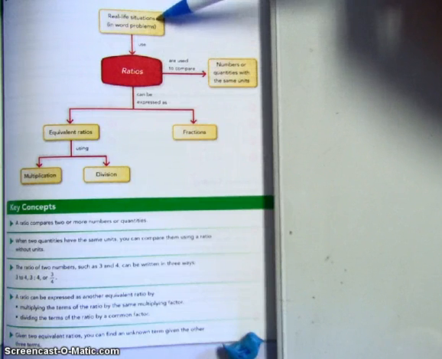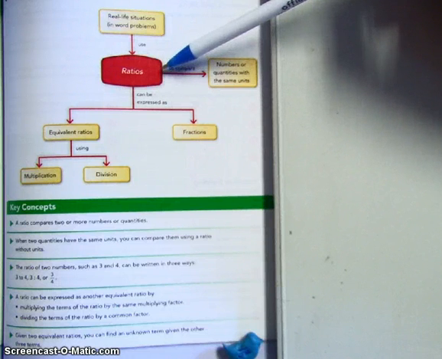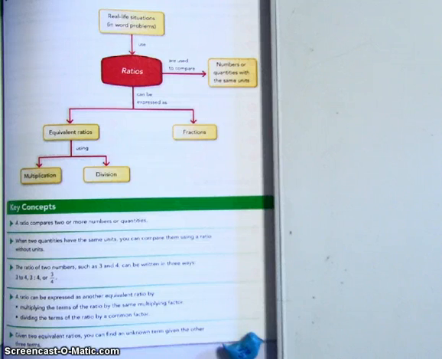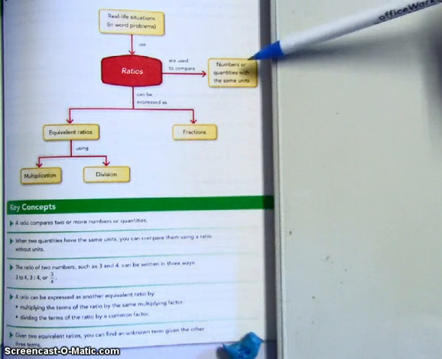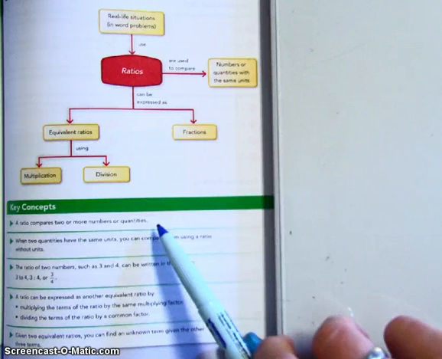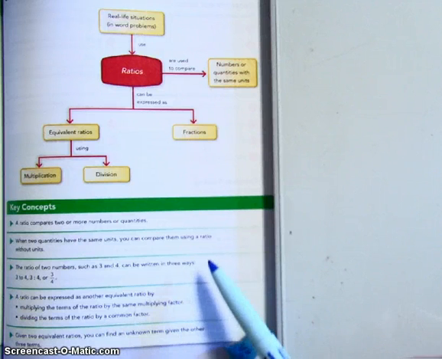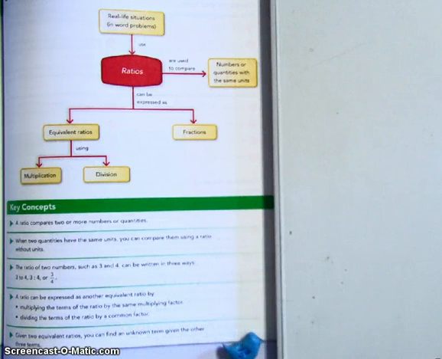Ratios are for real life situations, and that's the most recent unit we did. We took some story problems, some real life situations, and we said, how does that relate to our ratios? So ratios are for real life situations. They also are used to compare numbers and quantity with the same units. And as you'll see down here, it says a ratio compares two or more numbers. And it also says when two quantities have the same units, you can compare them using a ratio without units.